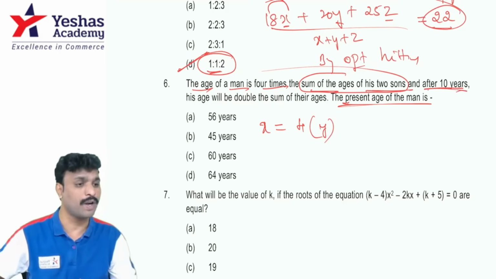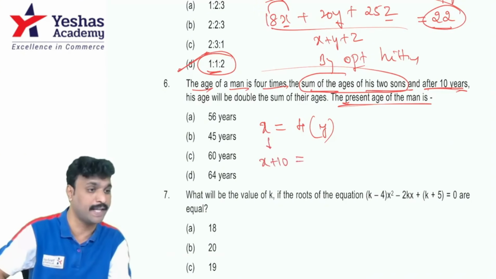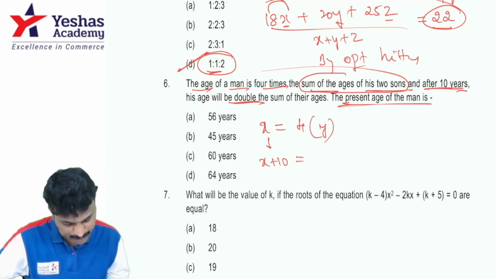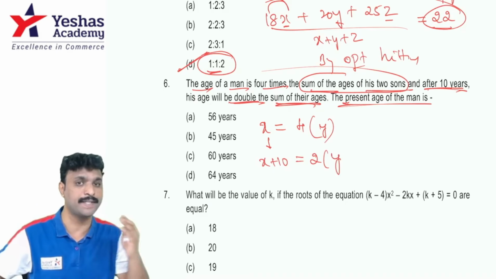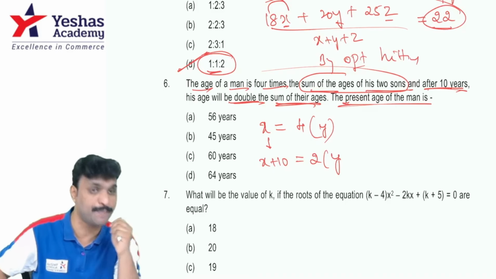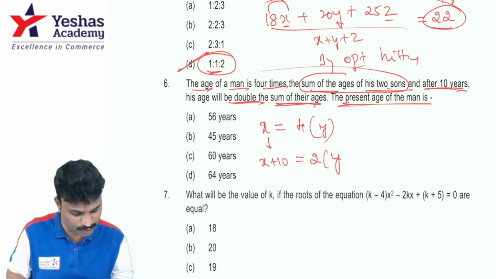After 10 years, what will happen to the age of the man? X plus 10, isn't it? X plus 10 is equal to double, meaning 2 into the sum of their ages. Sum of their ages is y initially. After 10 years, the sum will increase by 10 or 20 years? It is by 20 years because 2 sons are there. Both sons' ages will increase by 10 years. So sum will increase by what?